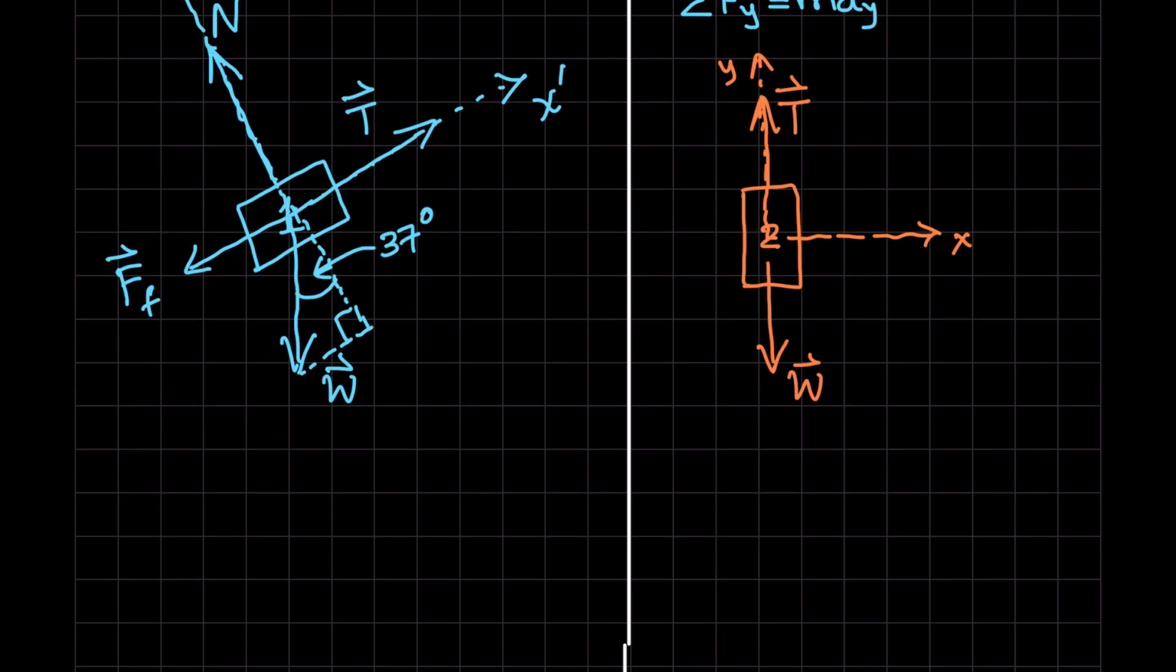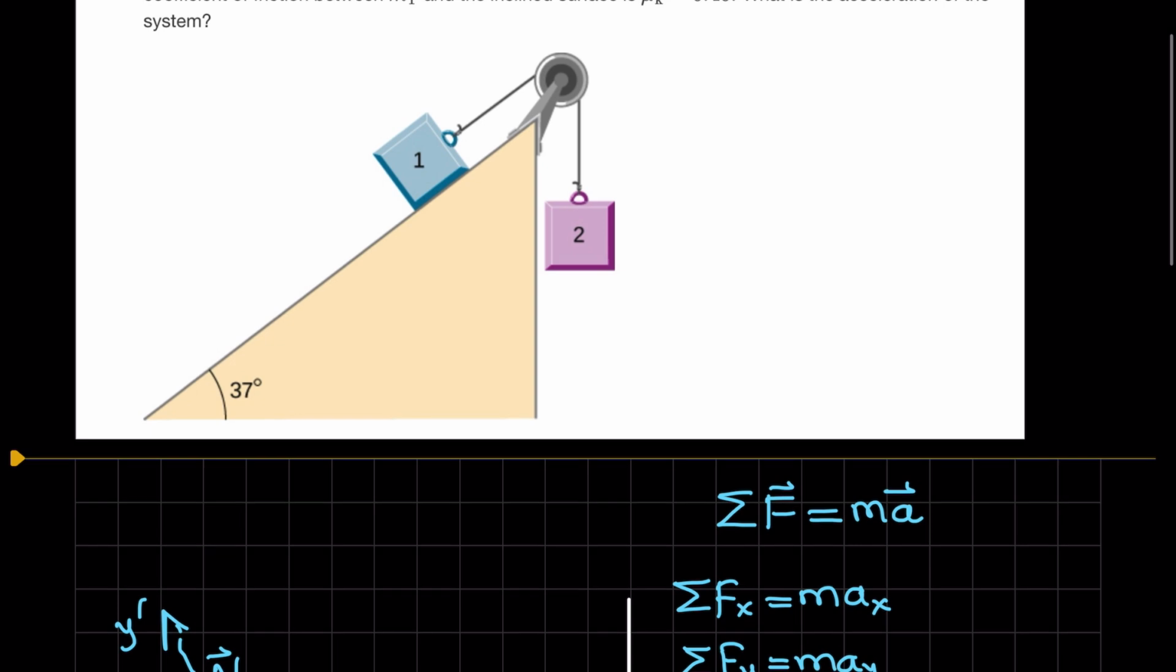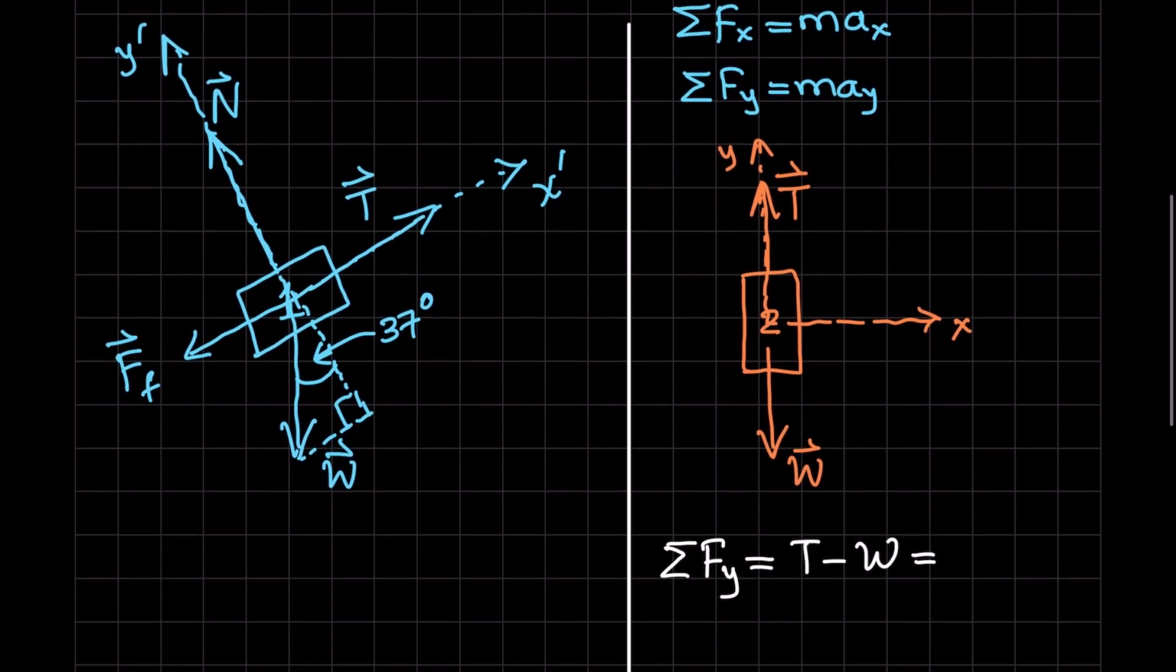We can skip that and go ahead to summing forces in the y direction. So let's do that. Tension is positive, so you have tension as a positive quantity. The weight is negative, right? So the negative y direction, and we have that equal to an acceleration, right? So block 2 is accelerating, so you shouldn't set that equal to 0.